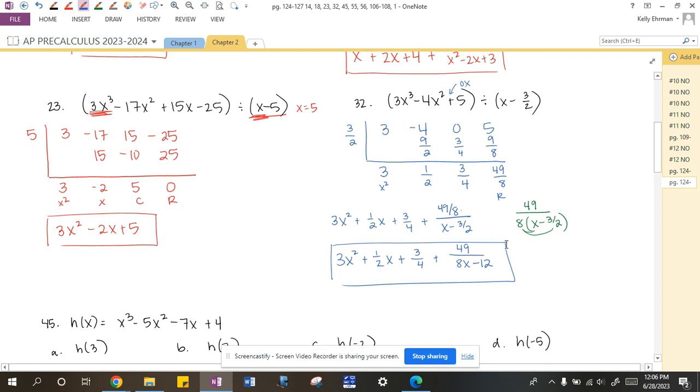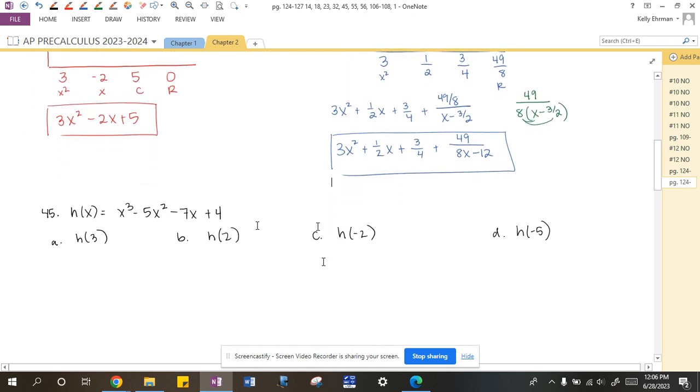Is it wrong to leave it like this? No, but we do need to simplify things for our AP test. And we would likely be looking for this in a multiple choice answer. This is not a typical free response question. So it might be that you're looking for the simplified version, I would imagine.